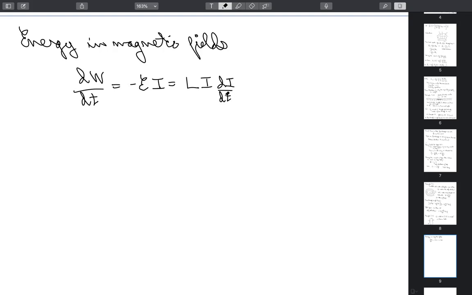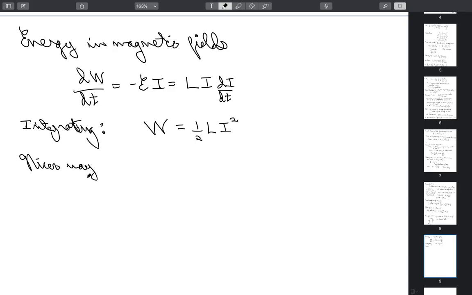dt. Okay, now we can just integrate this in time, and what we obtain is that the total amount of work that we need to do is just 1/2 the self-inductance times current squared. Okay, so there's perhaps a nicer way to do this. A nicer way, which is generalizable to whatever configuration you have, be that surface, volume currents, and whatnot.